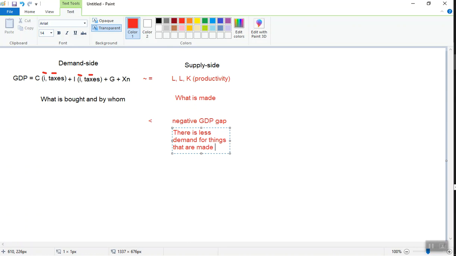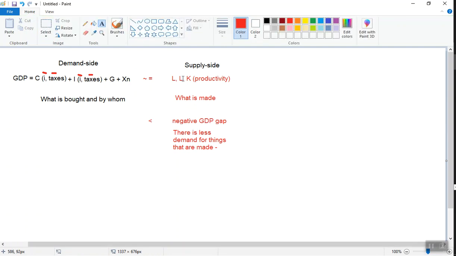And this means that we are experiencing, so think about this, if less is being purchased, then on the supply side, especially having to do with labor, those that produce things and sell things are going to need less labor because they don't need to make as many things. And so this leads to higher unemployment.